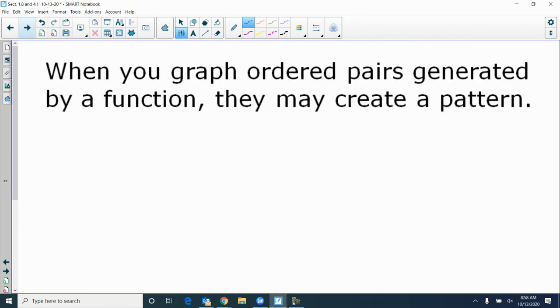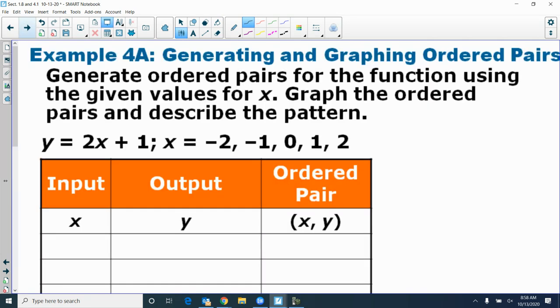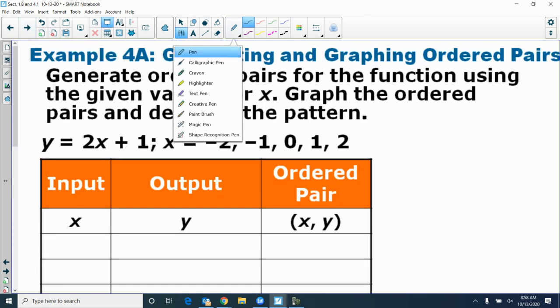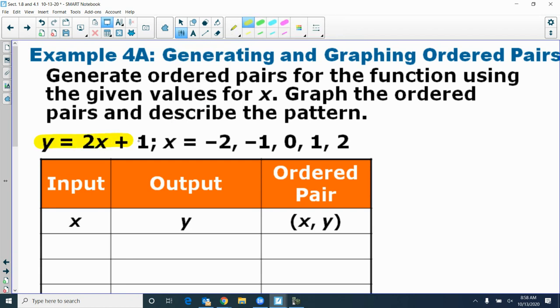All right, when you graph ordered pairs, they may create a pattern. Sometimes they're just random, depending on what it is, but sometimes they're going to form a pattern. We really want to explore that. Now, in this case here, this is the rule or the equation: y equals 2x plus 1.